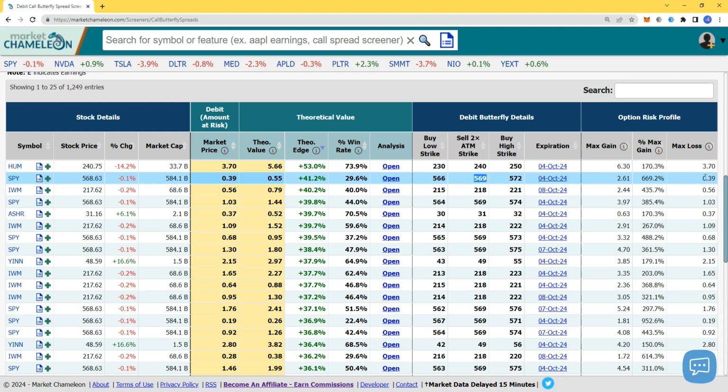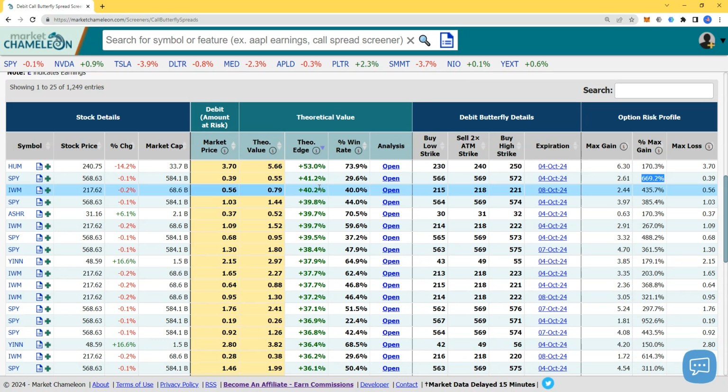So your debit is $40, and let me show you why. Your debit in here is $39 compared to $55. That's the key here. 41.2% edge. Yes, your win rate is low, but if you do win, that's like 7 times your money. So give or take, everything can happen. That's the key. So that's one trade idea opportunity.